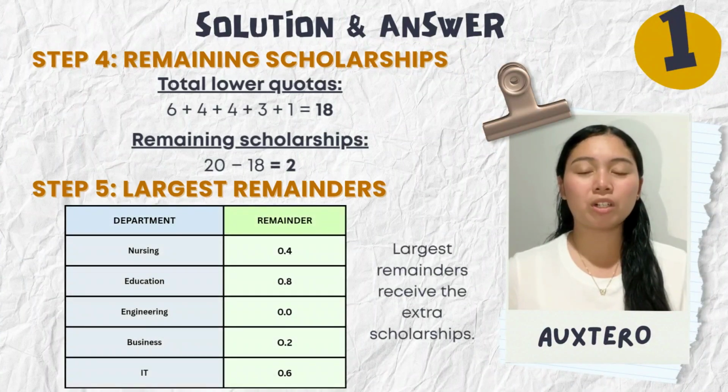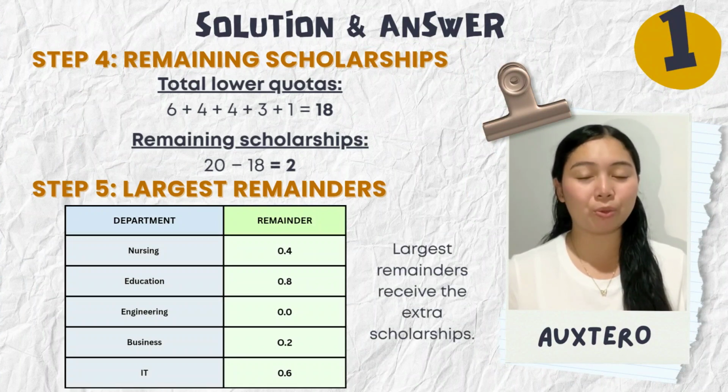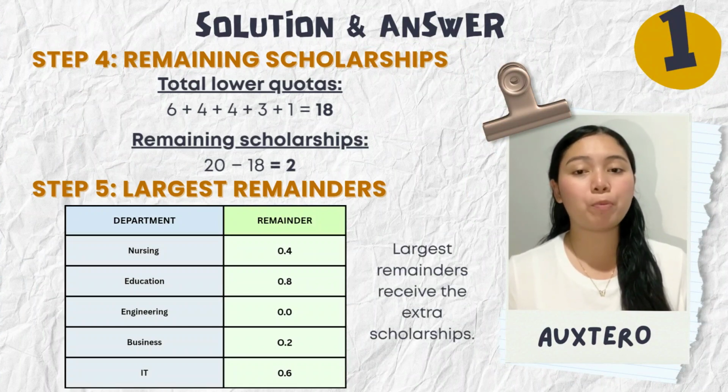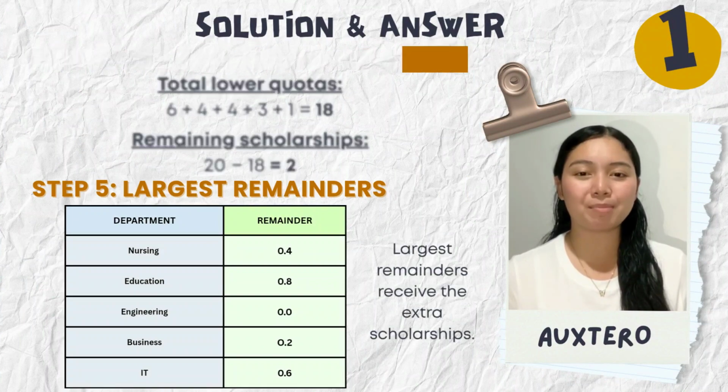Next, we add all the lower quotas. 6 plus 4 plus 4 plus 3 plus 1 equals 18. Since the university needs to distribute 20 scholarships, there are 2 scholarships remaining. To assign the remaining scholarships, we'll look at the decimal remainders. The remainders are: for nursing, 0.4, education, 0.8, engineering, 0.0, business, 0.2, IT, 0.6. The 2 largest remainders are 0.8 and 0.6, so those departments receive the additional scholarships.